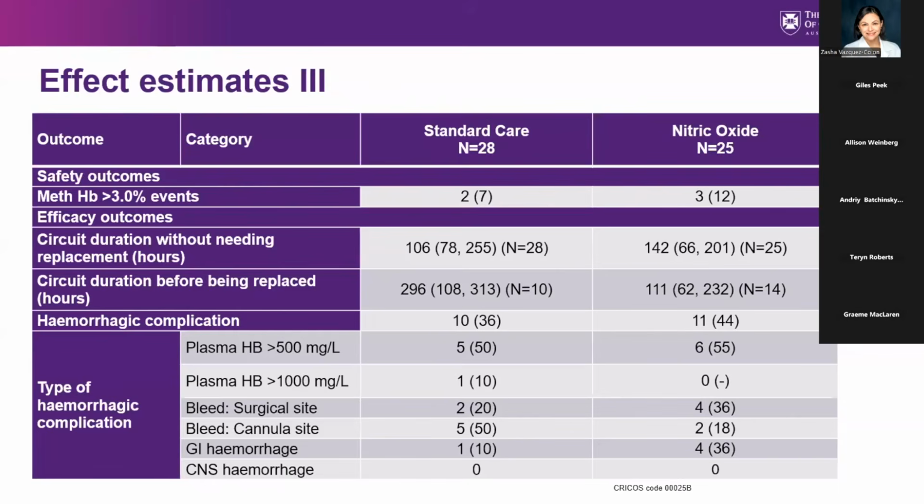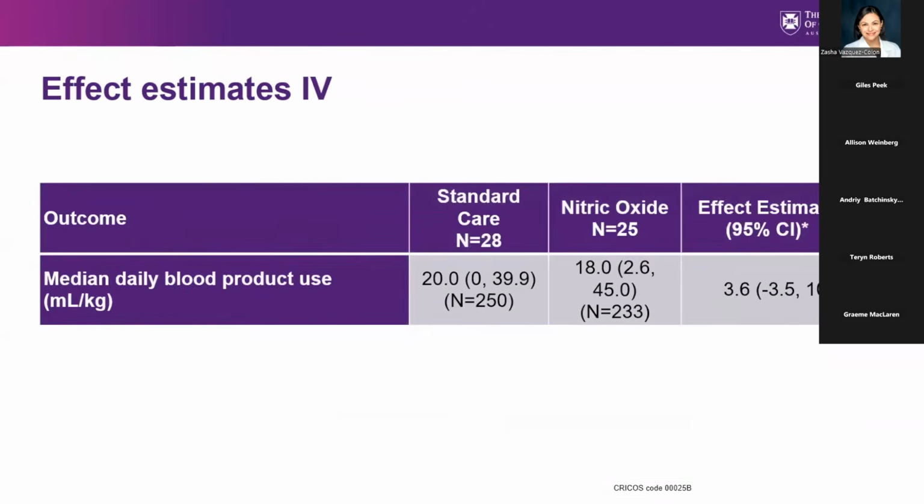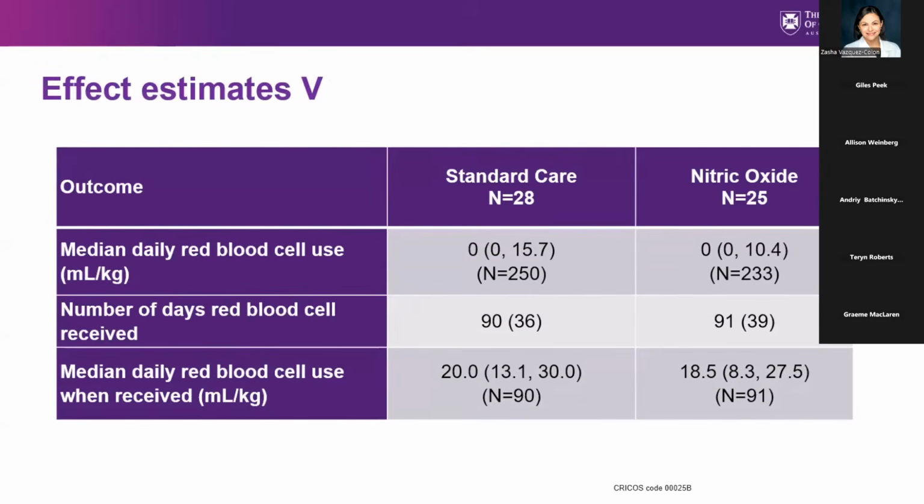When you look at the hemorrhagic complications and the type of hemorrhagic complications, they were similar between the two groups in terms of plasma HB, surgical site bleeding, cannula site bleeding, and so on. We then looked at the blood product use between the standard and the nitric oxide group, and you can see here that they were quite similar between the groups.